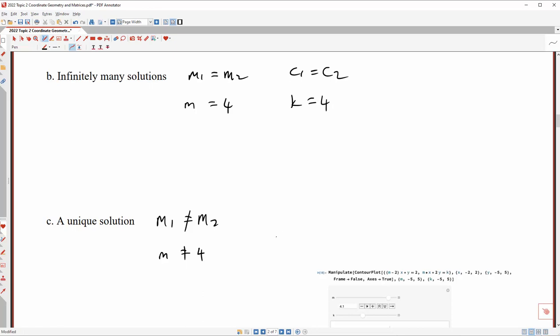And what can k be? Well, k can be any real number. Okay, so give it any real number and you'll still get a unique solution. The only condition we're worried about is what m is.